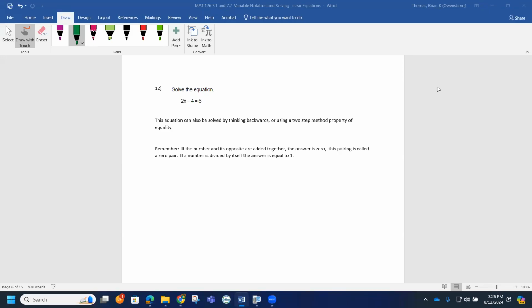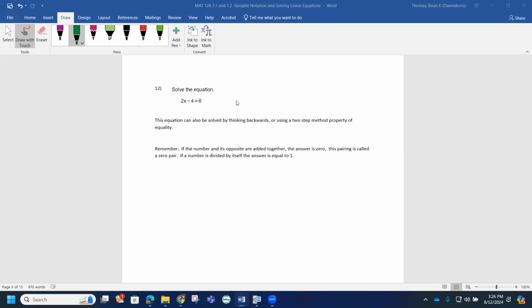So looking at question 12, this comes from 7.2 again, solving equations. Again, to solve an equation means we want to determine the value of x that makes each side the same. So again, notice how the right-hand side is 6. So what I'm trying to figure out is, 2 times what number minus 4 gives me 6.